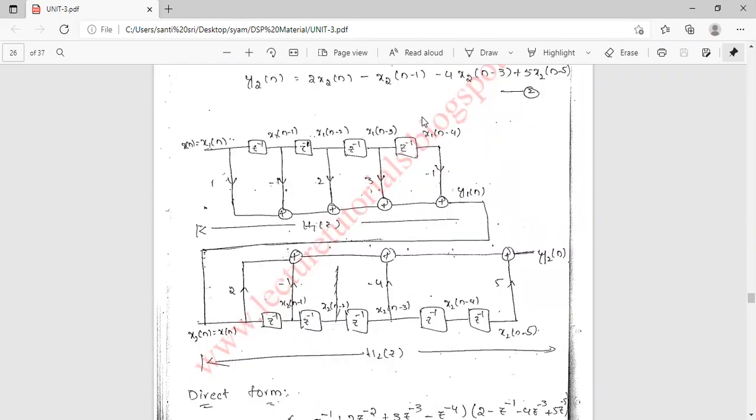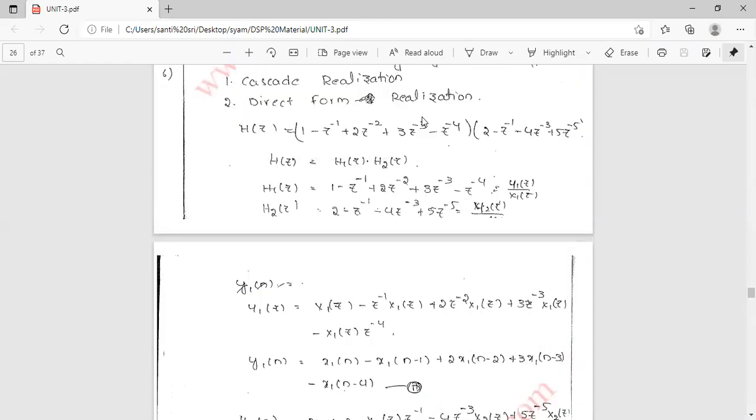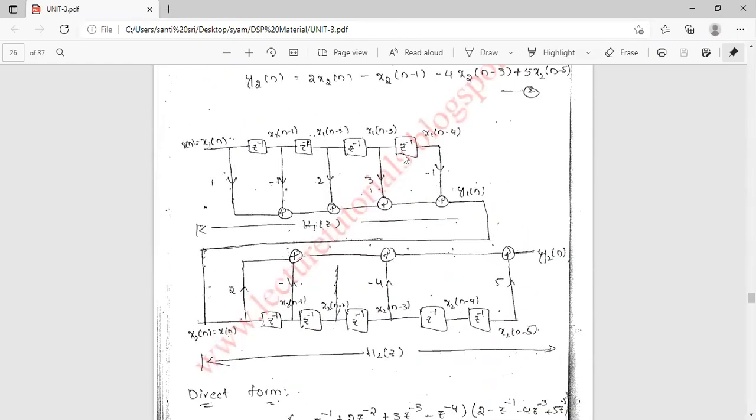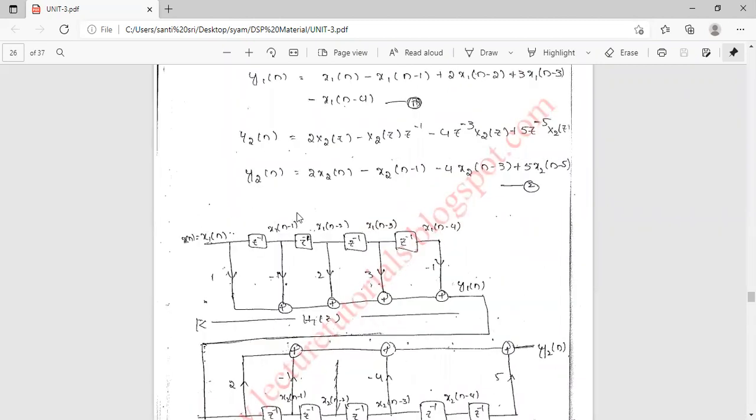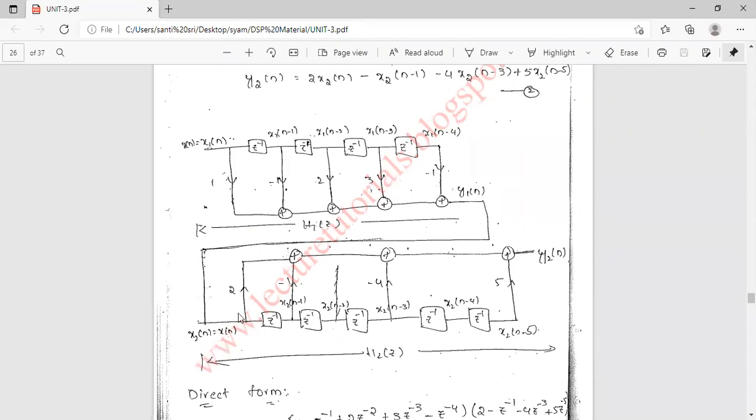These two will be cascaded, so that we will get h of z equal to h1 of z into h2 of z. First of all, we will draw the h1 of z, that is y1 of n. Okay, that is h1 of z. So this is for equation number 1: x1 of n into 1, plus minus 1 into x1 of n minus 1, plus x1 of n minus 2 into 2, plus x1 of n minus 3 into 3, plus x1 of n minus 4 into minus 1. That is y1 of n. This will be connected to here. So x2 of n is equal to y1 of n.